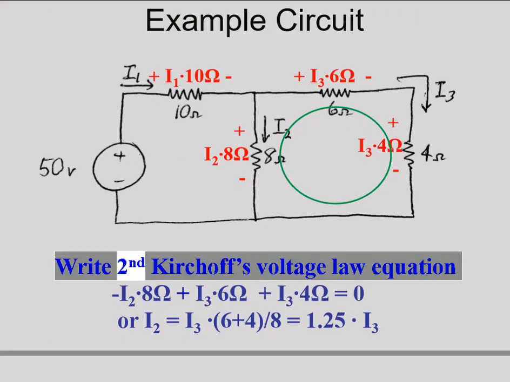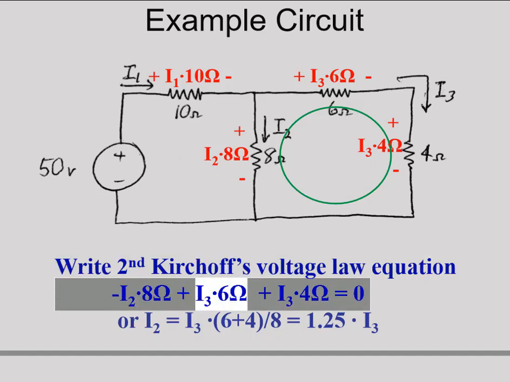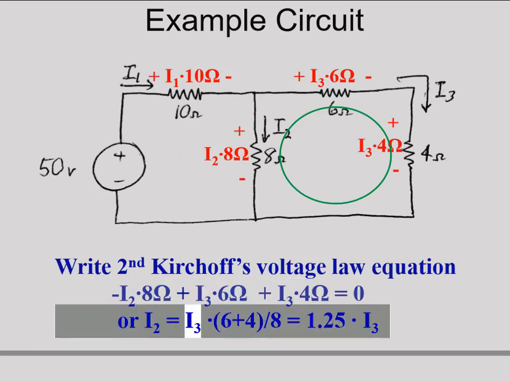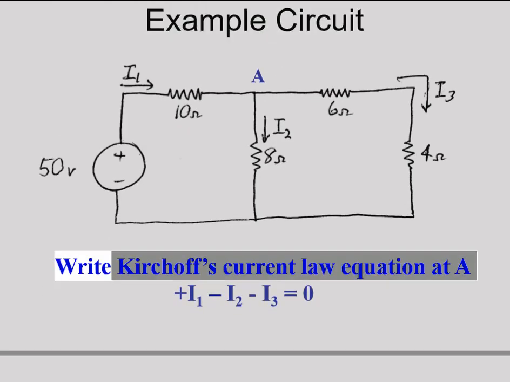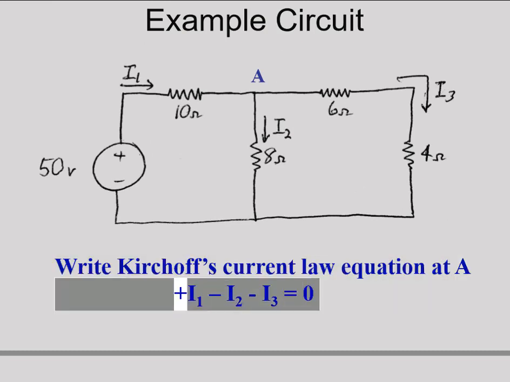Example circuit: write the second Kirchhoff's voltage law equation: -I2 8 Ω + I3 6 Ω + I3 4 Ω = 0, or I2 = I3 (6 + 4)/8 = 1.25 I3. The first KVL equation: I1 10 Ω + I2 8 Ω + I3 6 Ω + I3 4 Ω. Write Kirchhoff's current law equation at A: -I1 + I2 + I3 = 0.